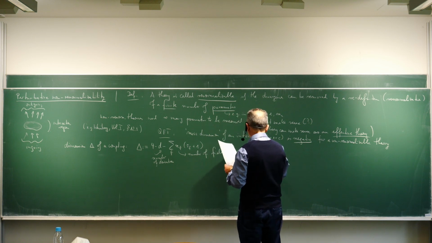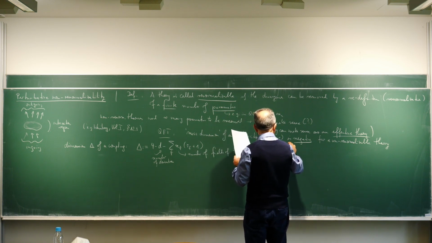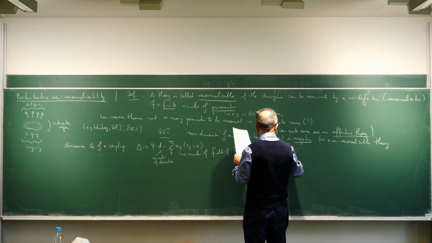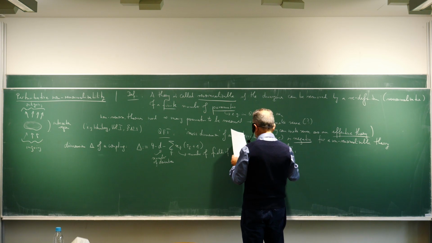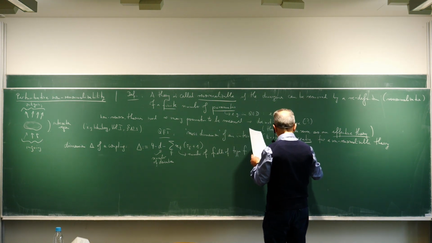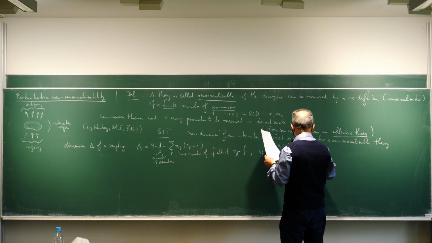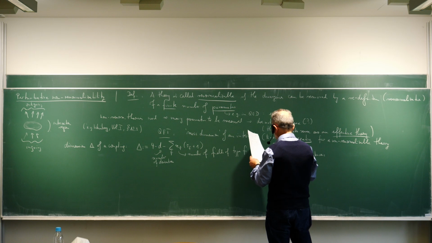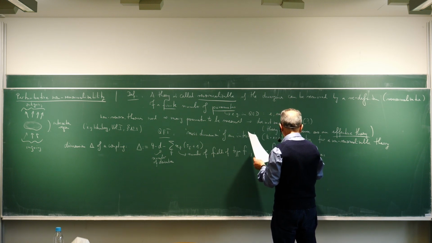With s_f equal to 0 for scalars, 1/2 for fermions, 1 for massive vector bosons, and 0 for photon and graviton.